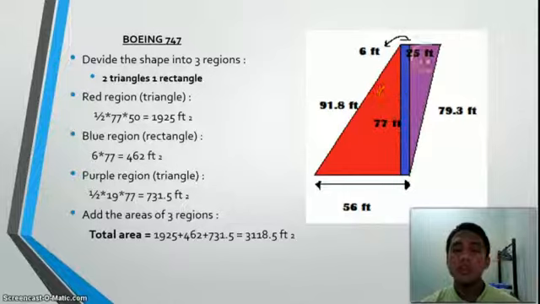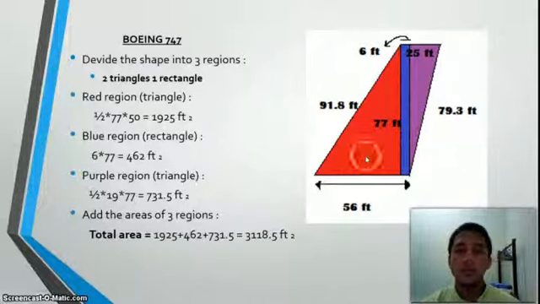And lastly, we go to the area of the Boeing 747. It is a combination of three shapes: first and second triangles, and a rectangle. I already colored them to make it easy. We go to the red region, the first triangle. Use the formula for the area of a triangle: half times base times height. Half times base, which is 56, times height, which is 77 feet. So we'll get this answer, 1925 feet squared.